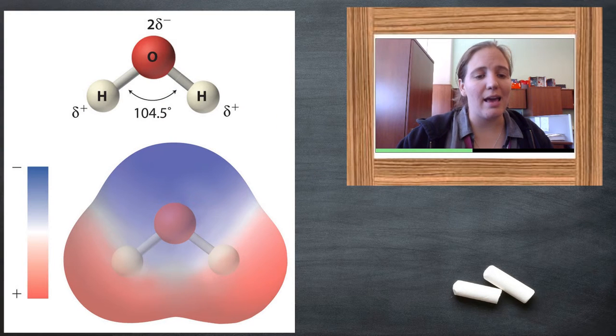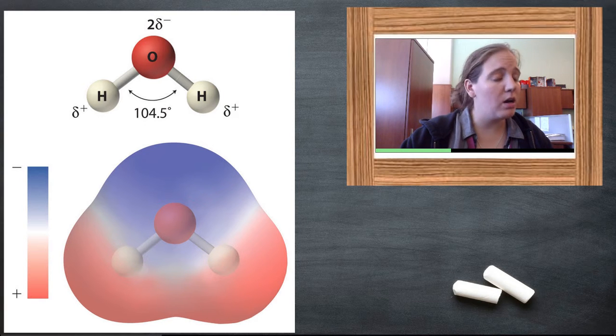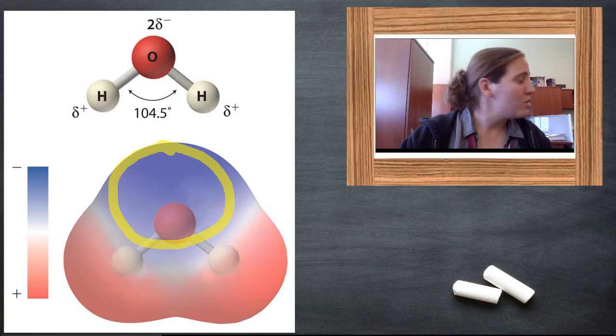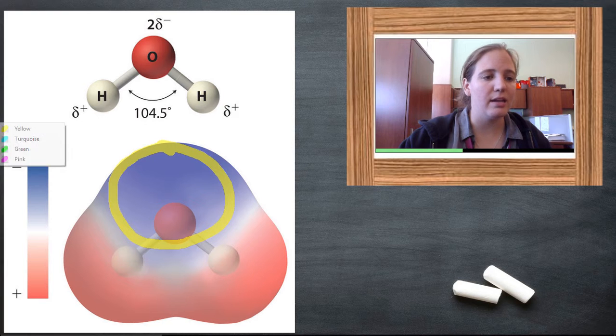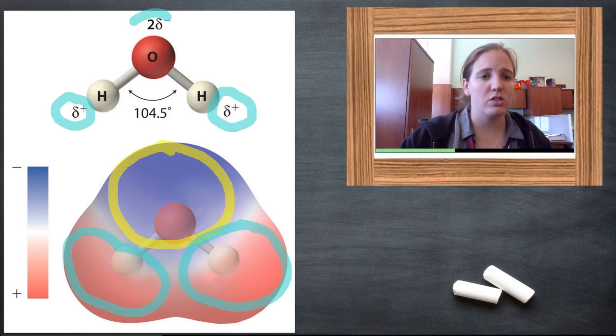Oxygen has a higher electronegativity, which means it's slightly more negative and is stronger at pulling electrons than hydrogen. So what happens is more electrons spend more time around the oxygen than around the hydrogen. This creates a slight negative charge in the direction of oxygen and a positive charge in the direction of hydrogen. So negative for oxygen, positive for hydrogen. Remember that this means partial charge. It's not a full positive or a full negative, just partially.